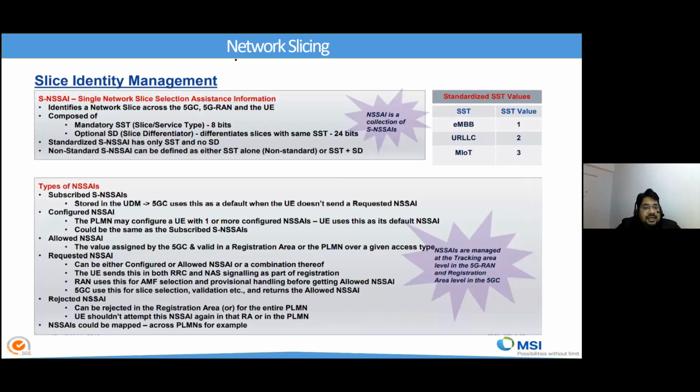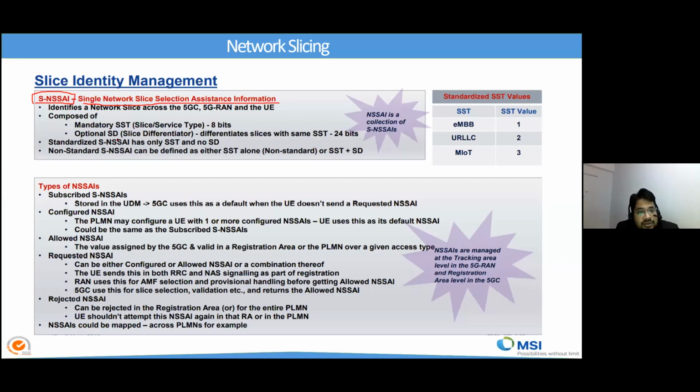So first is slice identity management. Slice identity management is basically defined by a term called single network slice selection assistance information. This is an attribute which defines what kind of slice is there, and how the end user or the UE can know from which information it can decode what kind of slice is there.